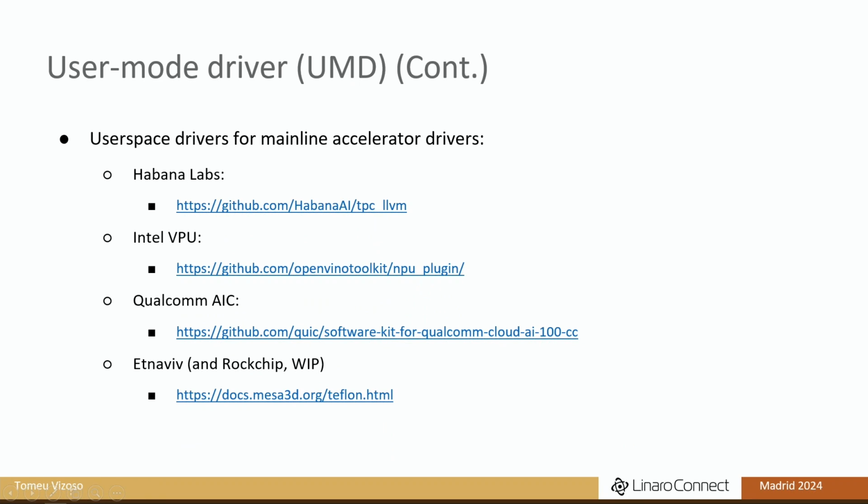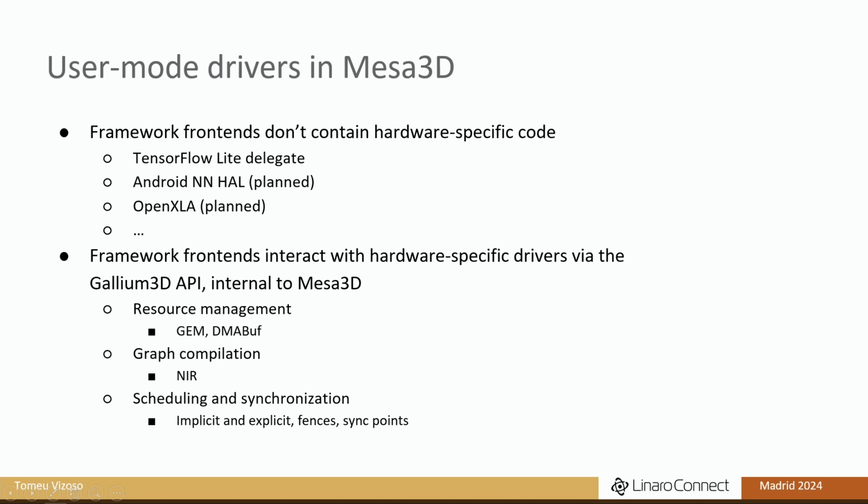Hopefully, if we have more drivers for other edge-grade NPUs, they will appear here, and people will be able to use whatever framework they want with the hardware that they choose. So what is currently in Mesa? I pointed to this. We already have a TensorFlow Lite delegate. People just load that, and that delegate will instantiate the hardware-specific driver for the hardware that you have on your machine, if it's there.